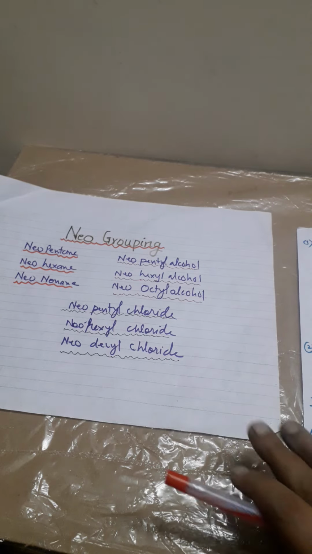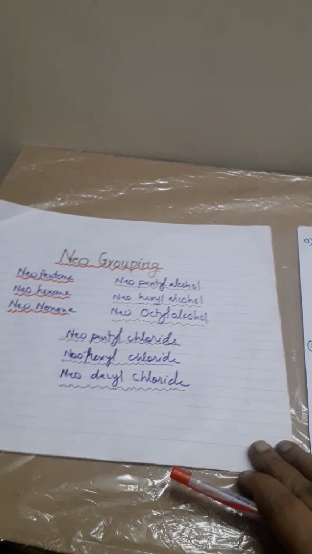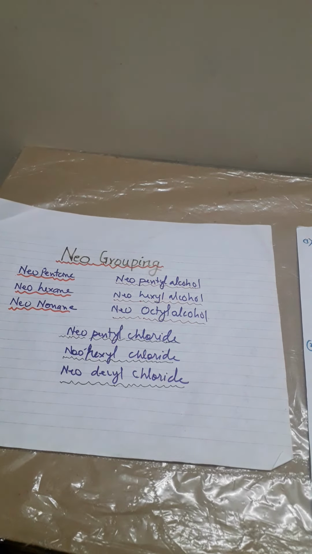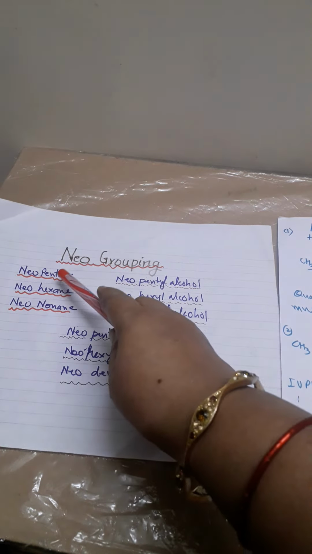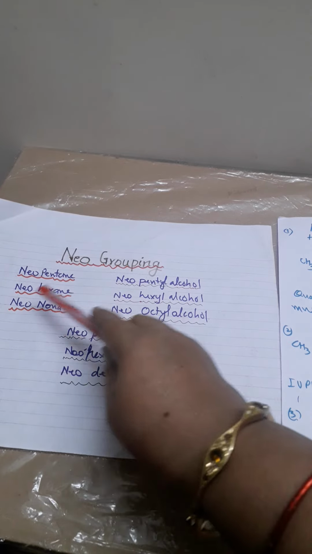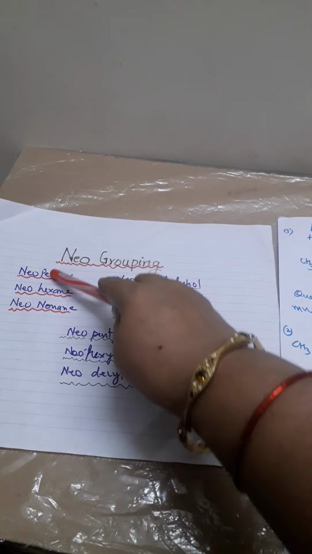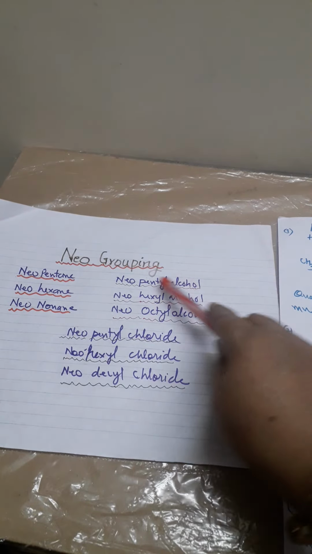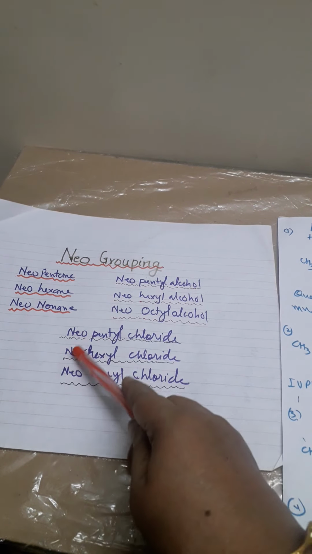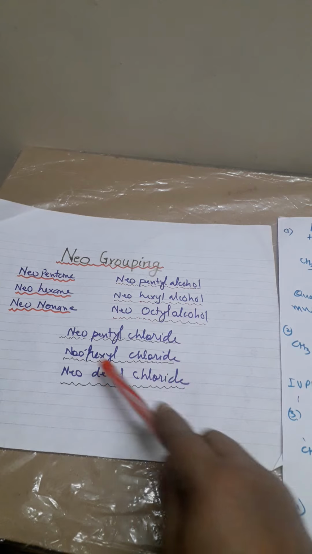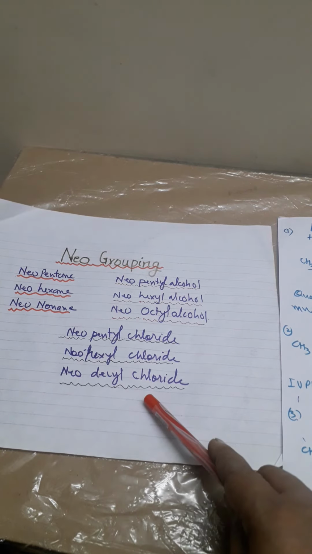Hello students, today we will discuss neo grouping. We will first discuss the basics from class 11th, then we will go to the difficulty level. We will discuss neopentane, neohexane, neononane. These are hydrocarbons. Now we will discuss alcohols: neopentyl alcohol, neohexyl alcohol and so on. Neopentyl alcohol also. Neopentyl chloride, neohexyl, neodecyl chlorides, etc.